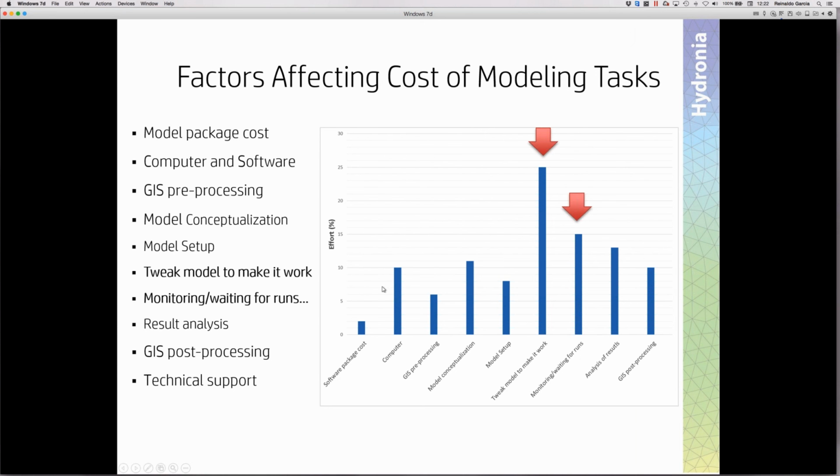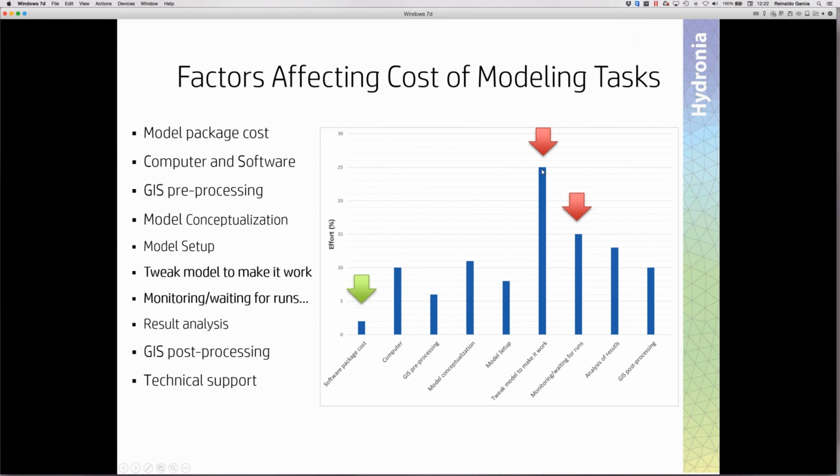So there are other important factors as well, but it turns out that the software package cost is the one that is less important in many projects. Obviously, if you're doing a very small project, and you don't factor out the cost of the model across different projects, that will be a big cost. But in general, the cost of the software is not the most important. It actually is the least important factor in a modeling project.